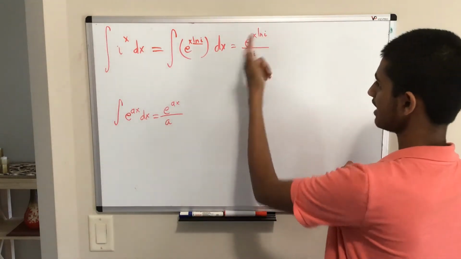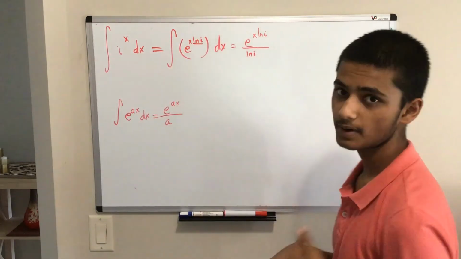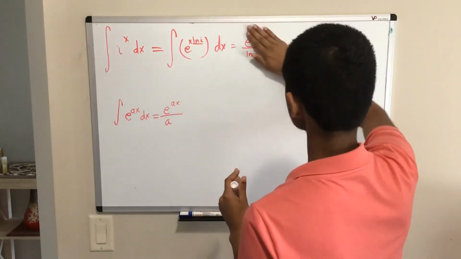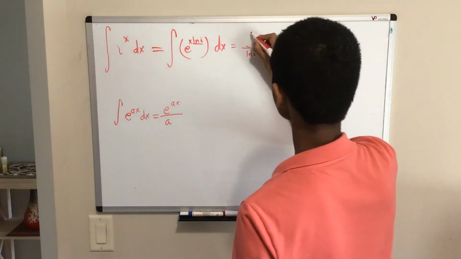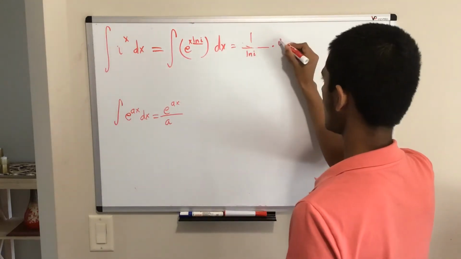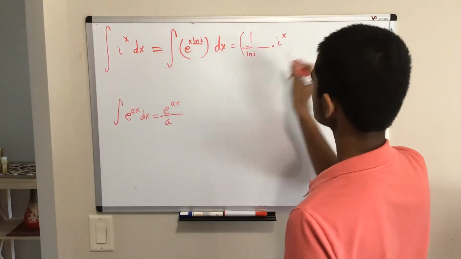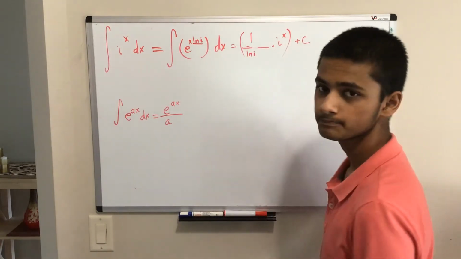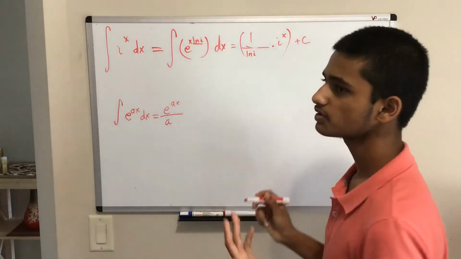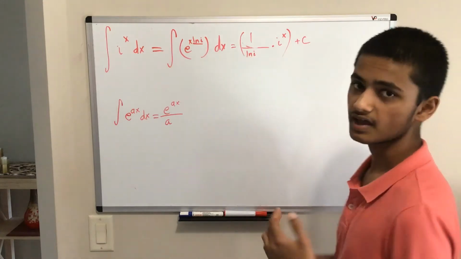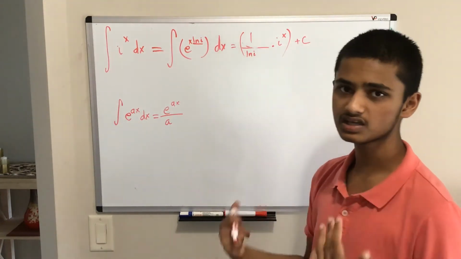And we notice that e to the x ln of i is literally the same thing as i to the power of x. So I'm just going to rewrite this as 1 over ln of i times i to the power of x. And obviously, we need a plus c. So, sounds simple enough, but really the monster here is finding out what ln of i is.